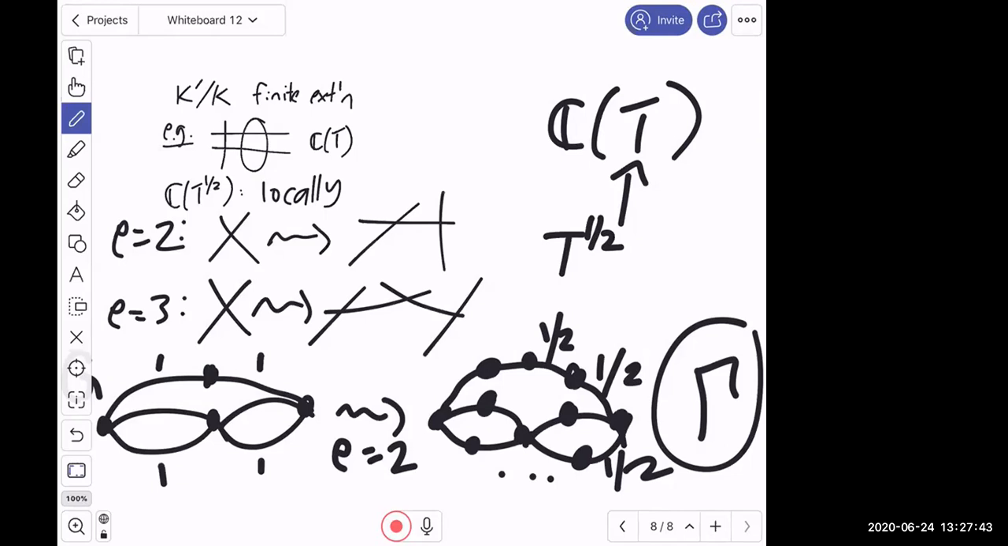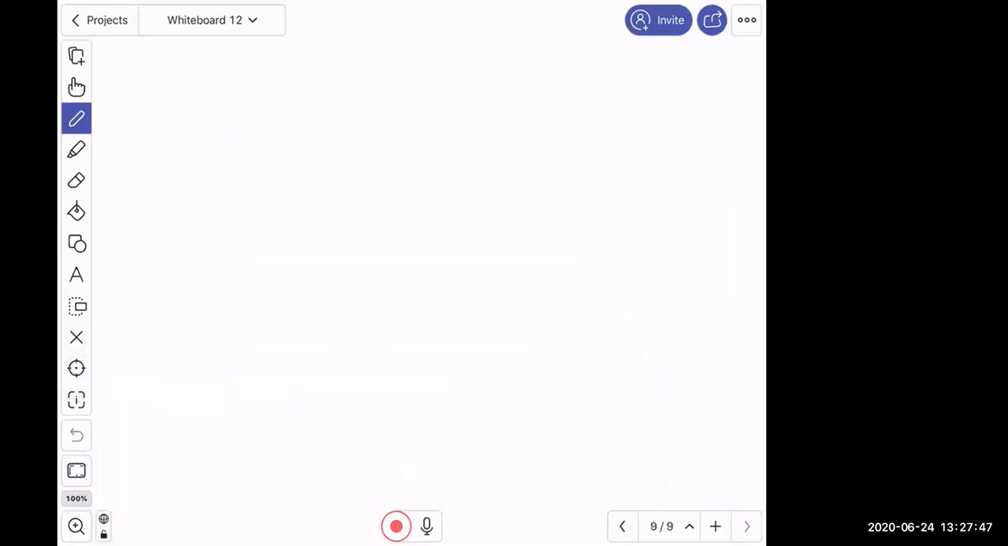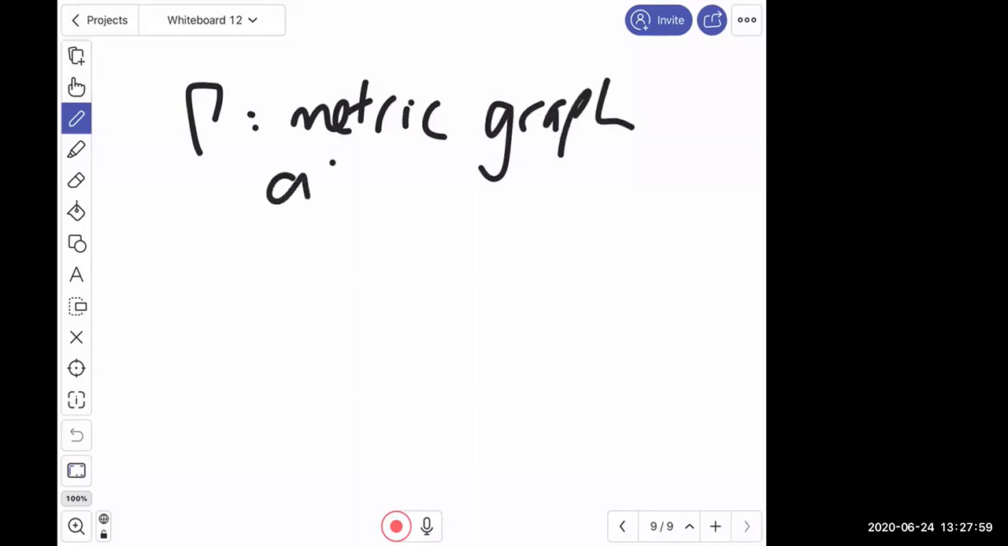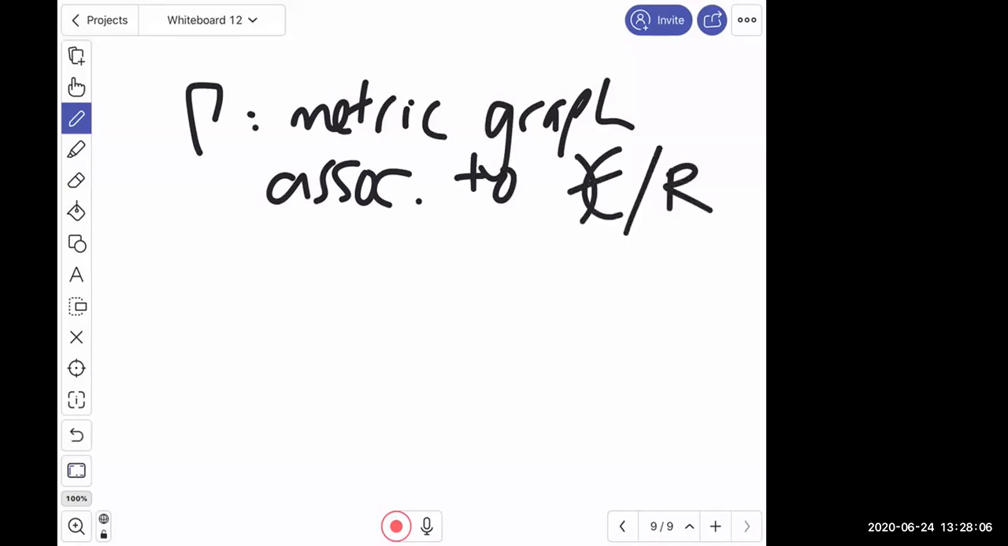Does that make sense? Okay. So to summarize, gamma is a metric graph, and there's going to be a metric graph associated to my original model X over R. And the advantage of this is that this metric graph is invariant under base change.